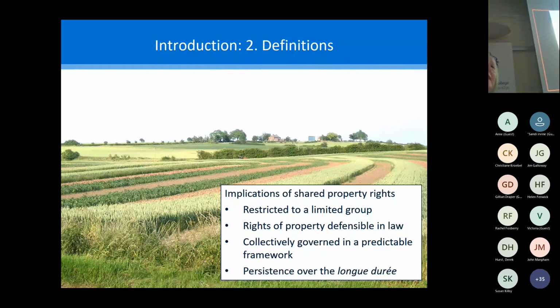And then these systems have the possibility of persisting over very long periods of time because they're not dependent on one person's lifetime. When one shareholder dies or leaves, his place can be taken somewhere else by someone else and the system continues to operate.